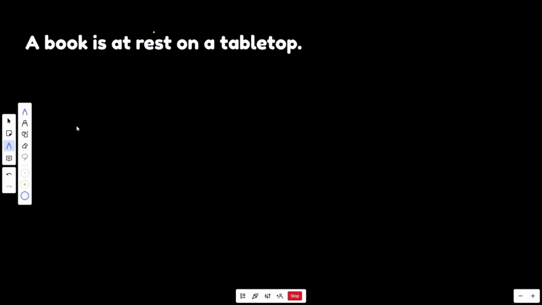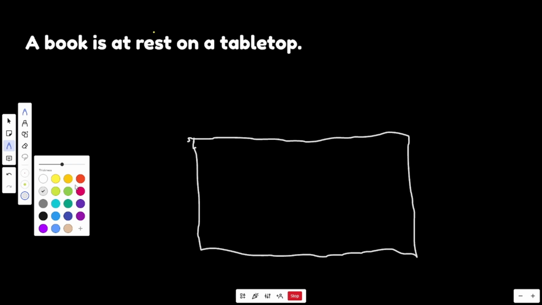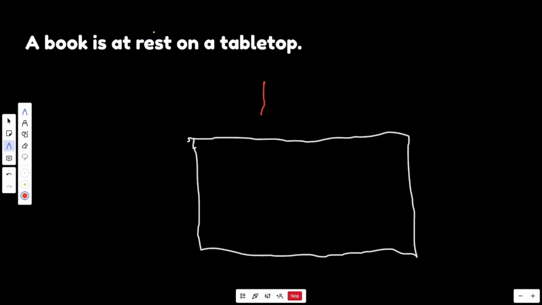First, let's draw the tabletop. I mentioned also in the last video that in every free body diagram, there are essentially three parts. So there's going to be the surface, the box itself, or the square, the object. And there's also going to be the vector arrows. So let's make the book a square since that's how we're supposed to make our free body diagram.